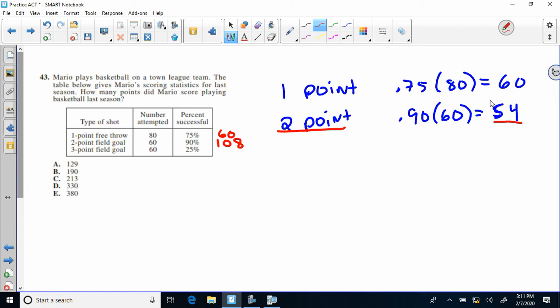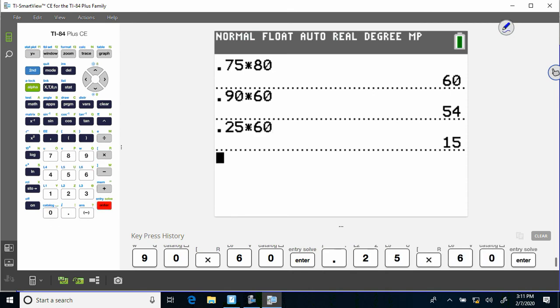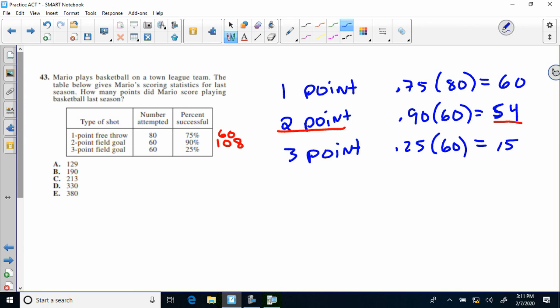And then his 3-point shots down here, he made 25% of the time, and he shot 60 of them. So if you did 0.25 times 60, you're going to get 15, which means he made 15 baskets. But every single basket he made, he earned 3 points for, so he got a total of 45 points for the 3-point shots, because he got 3 points for each of the 15 baskets. If you add those together, you would get something like 213, which is letter C.